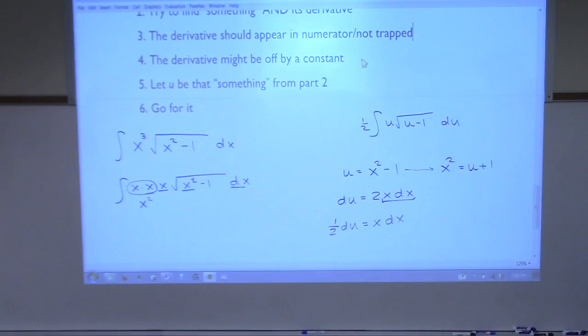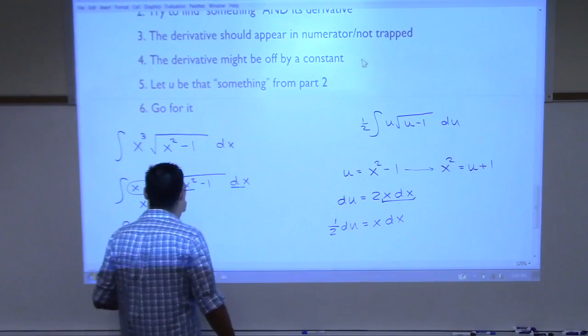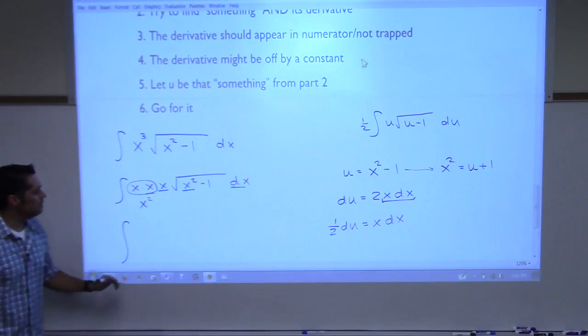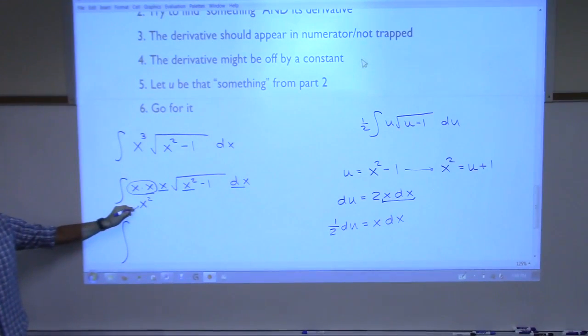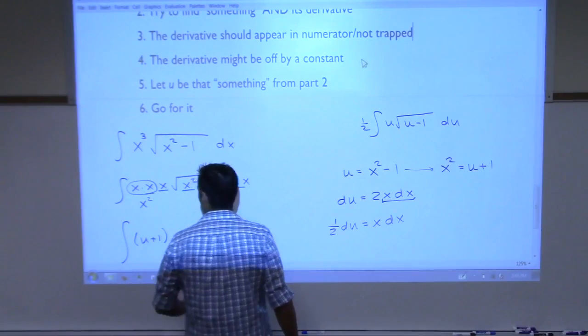Now let's see why this is still going to work, though. All right, what we've got here is going to work. Are y'all ready to rewrite it? Okay, I'm going to rewrite this. Let's do it piece by piece, and if I have any constants, I'll pull them out at the end. X squared is being replaced with u plus 1. I'm going to put it in parentheses because it's 2 terms. U plus 1.